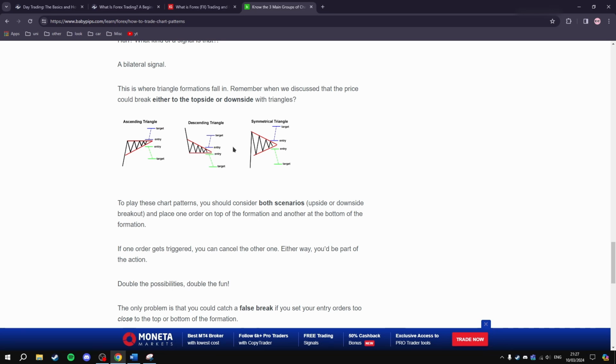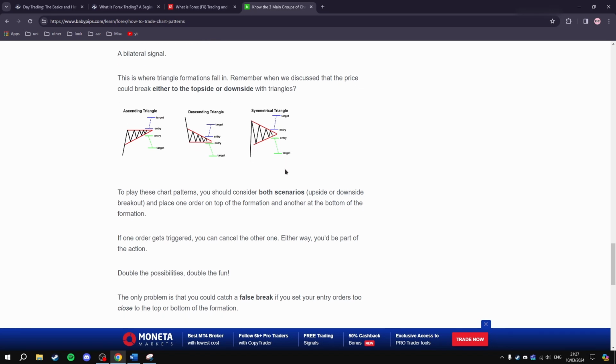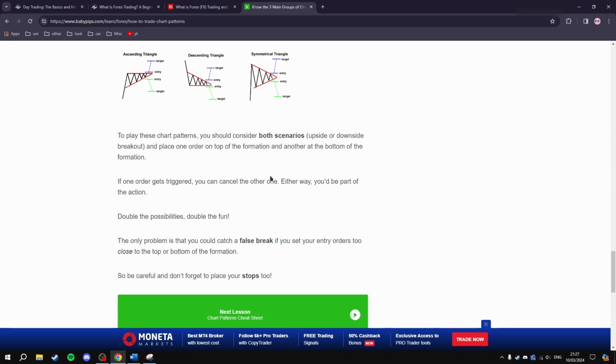Same with the descending triangle, I have no idea which way it's going to go, so place two entry orders both above and below the formation. Set our target profit level, the length of that. With the symmetrical triangle, no idea either, place our entry above and below the formation, and our target is that length there. The only problem is that you could catch a false break if your entry order is too close to the top or bottom of the formation. So be careful, and don't forget to place your stops too.